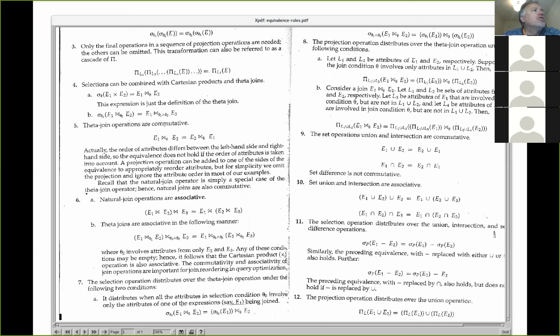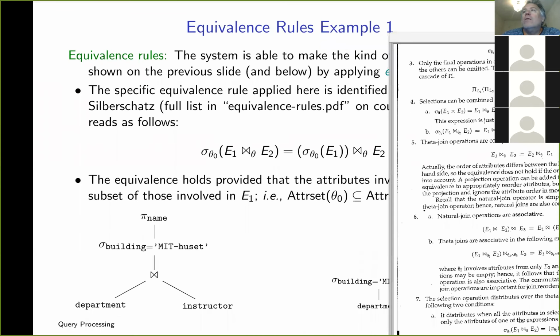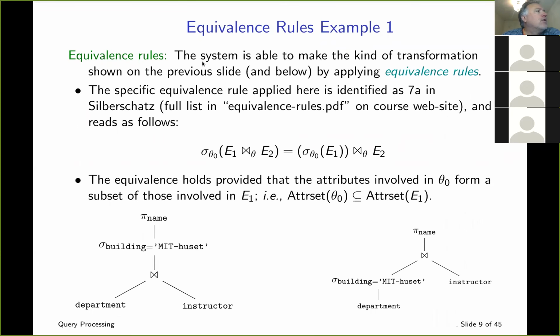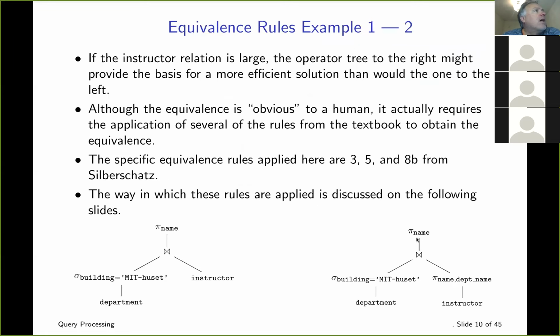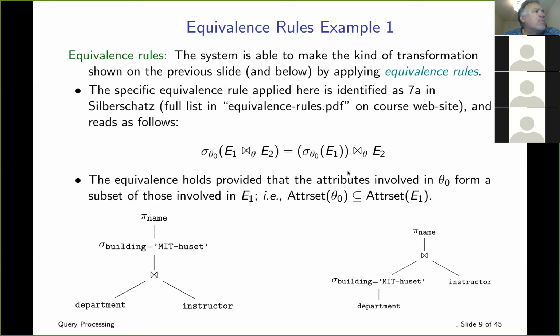So when you push it down, you can push it down to this side here, because only E1 actually has the theta condition E0. So when I say building equals that, there's only a building. This condition only applies to department, and this equivalence lets me push it through the Cartesian product, or the natural join. If you look at it a little closer, that allows us to do that, and now we're getting something more efficient.